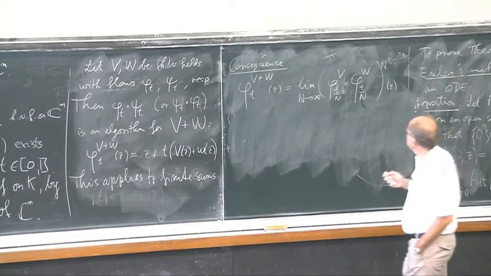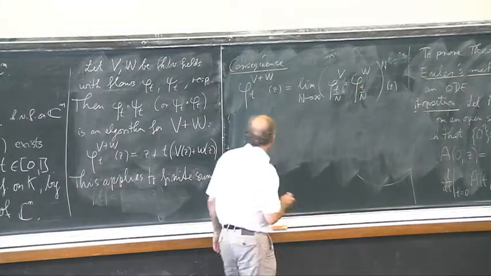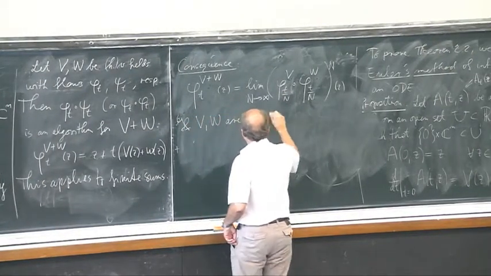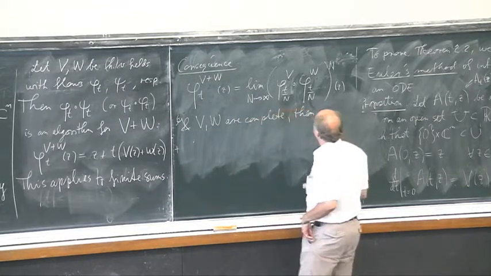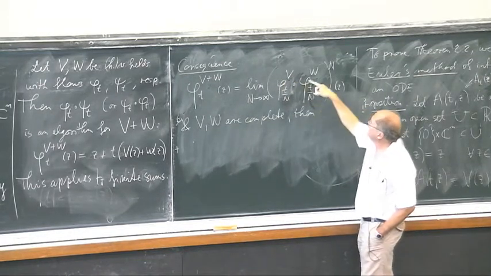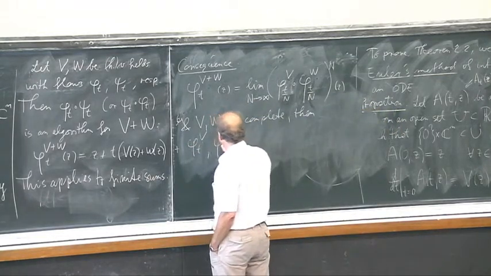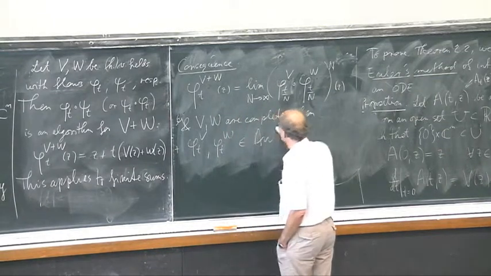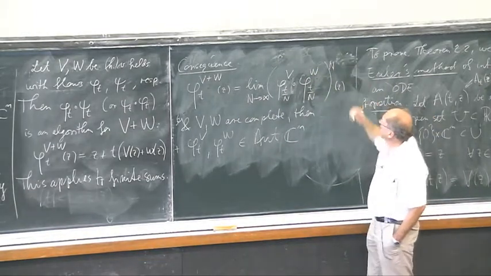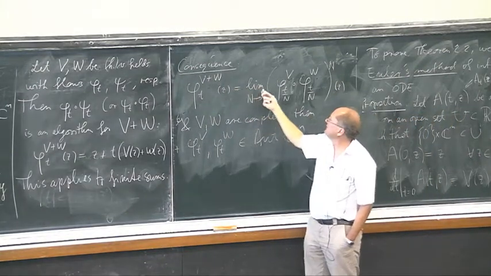And why is this interesting? It's interesting because if you happen to know that these two fields are complete, so if v and w are complete, then these maps phi t over n, phi t v and phi t w, belong to automorphisms. And so this is an automorphism, and its nth power is an automorphism. So what you see immediately is that the flow of the sum is actually a limit of automorphisms.